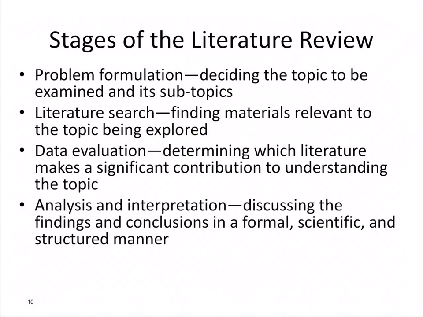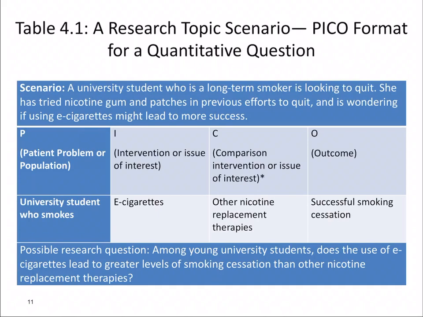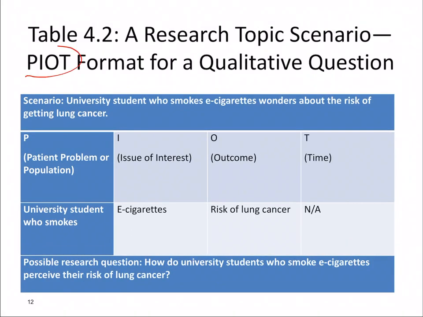In order to do a good literature search, you will need a good research question. Chapter 4, which is described in Module 2 as well, will present to you different formats or different templates so that you may be able to form a good research question. Examples are the PICO format or the PIOT format, which are acronyms that are explained better in Chapter 4.